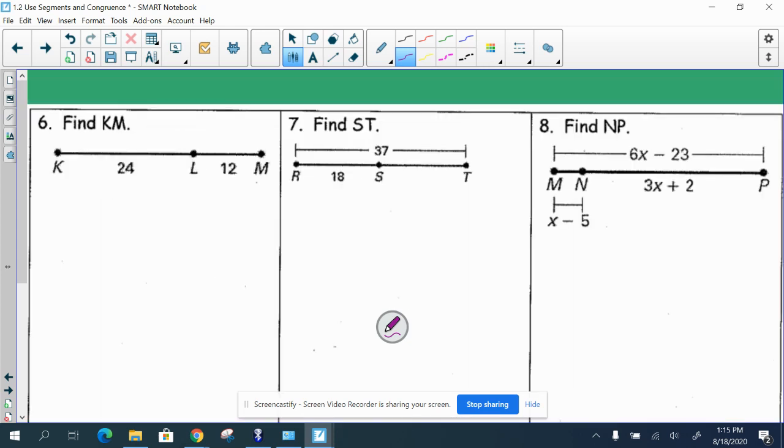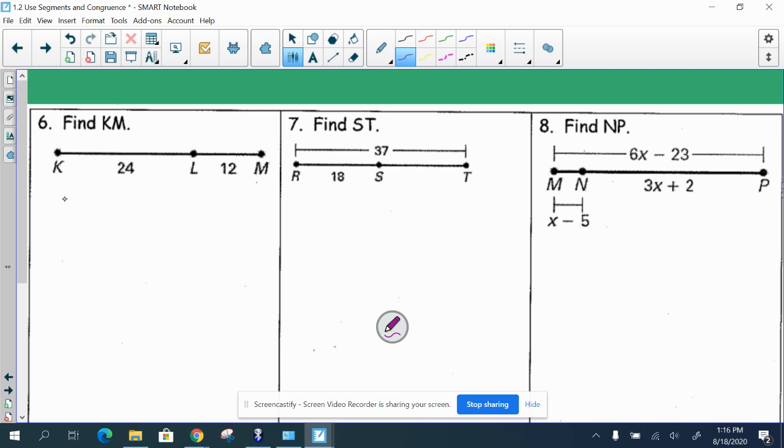So we're going to skip that page. This is technically number 1. We're just skipping 1 through 5 because it's kind of self-explanatory. So find KM. So obviously, you would just add these 2 numbers up and that would give you the answer.